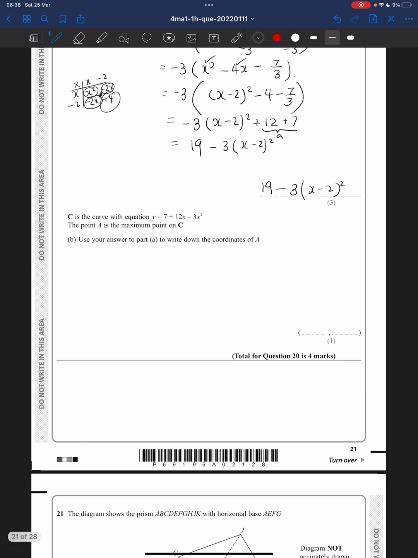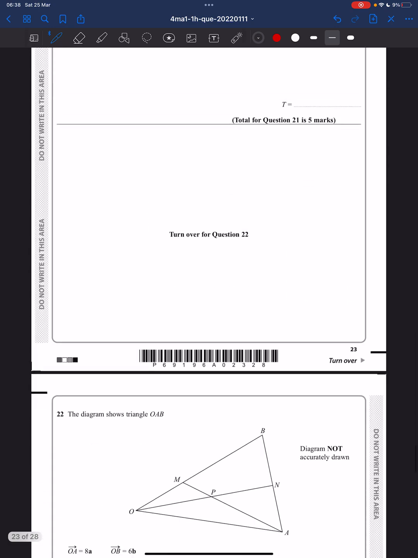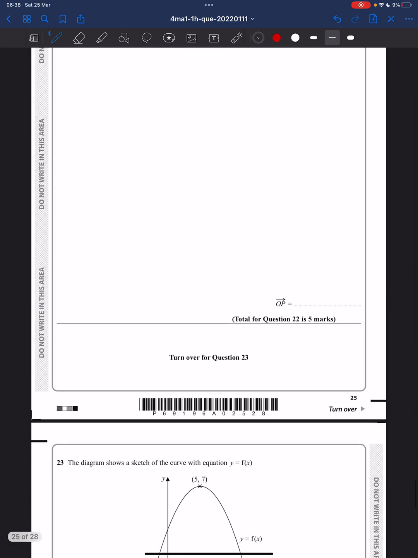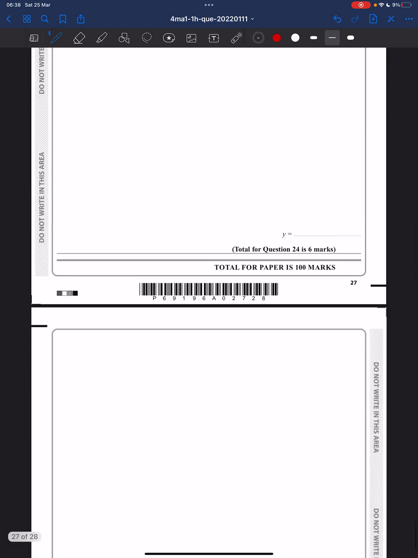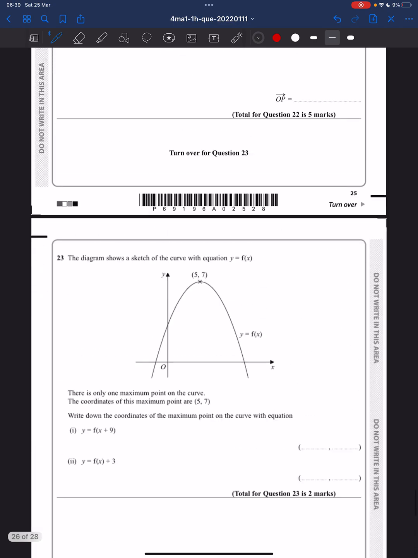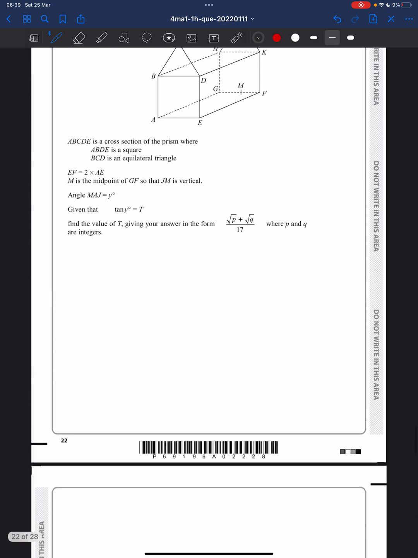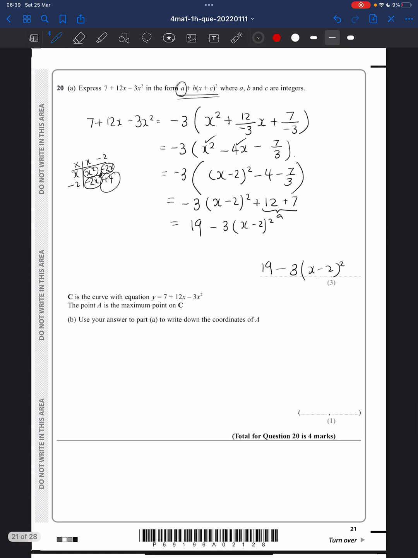How much have I got to go? I'm worried about my battery. 23, 24. Oh, got to get to question 24. Which one am I on? There we go. 20. I can do it.